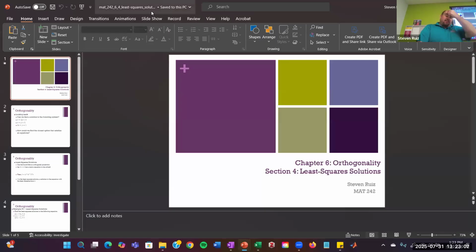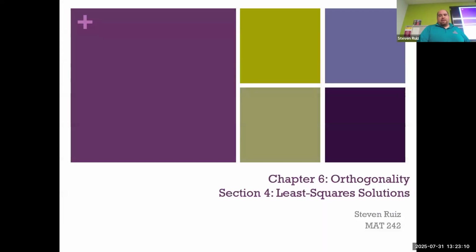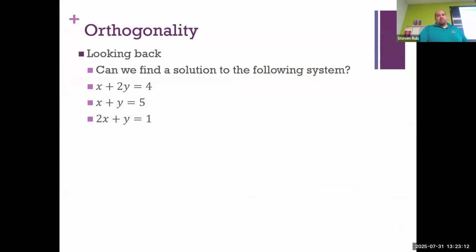So the next thing we're going to talk about is this idea of least squares solutions. Before we talk about what that even means, let's try to answer this question. If I give you a system of equations, can we find a solution for it? Is this something we can do? How so? What would the matrix look like?